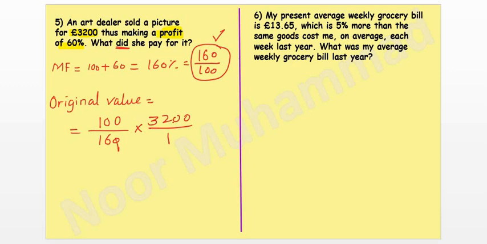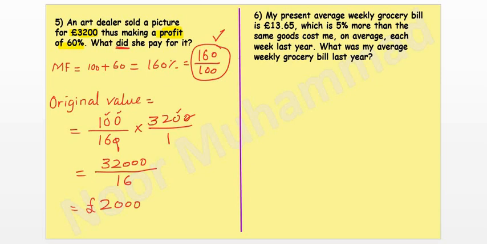What can we cancel now? We can just cancel this 0 with this one. So here we have 1, 2, 3 zeros and 32. So 32 with the 3 zeros out of 16. So when you divide 32,000 by 16, it will give you 2,000 pounds. So the original price of the picture was actually 2,000 pounds, right? Okay, let's solve the next question.